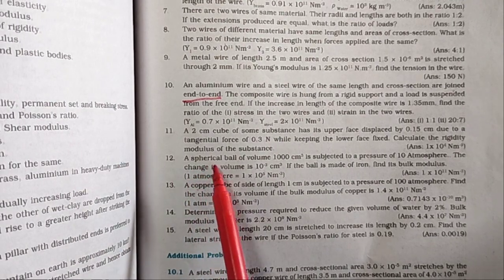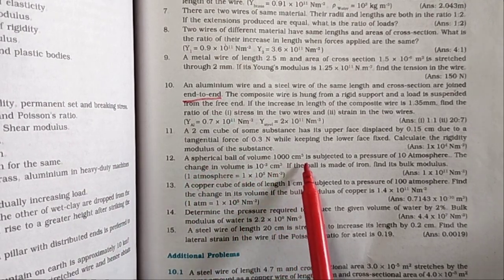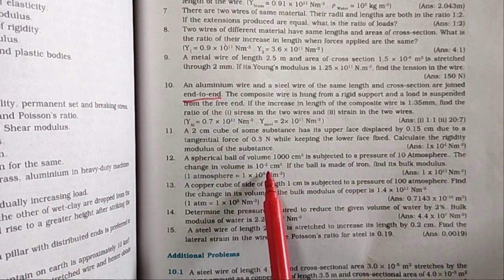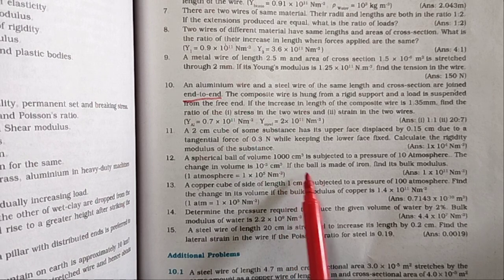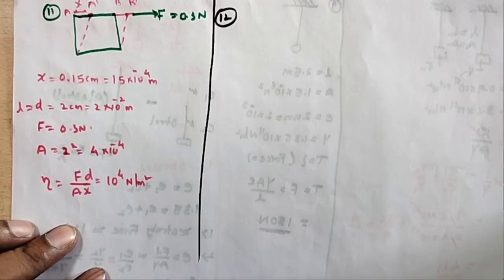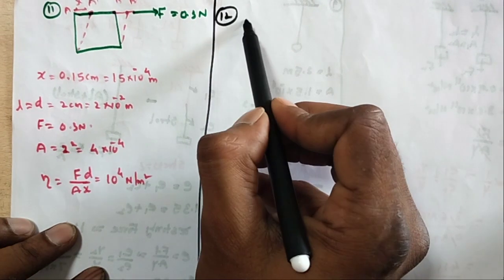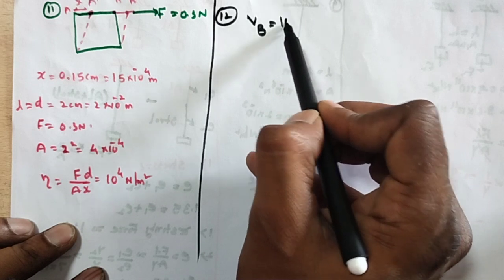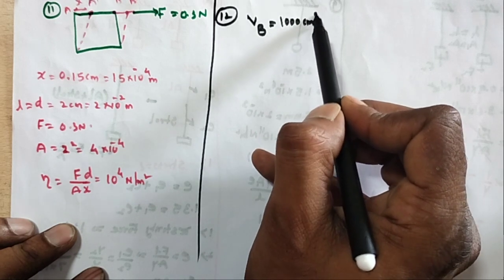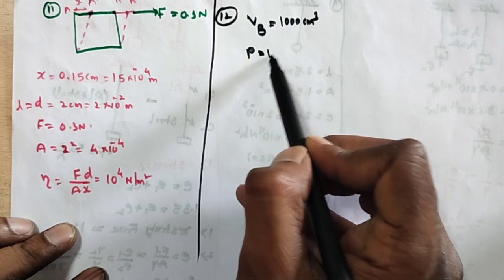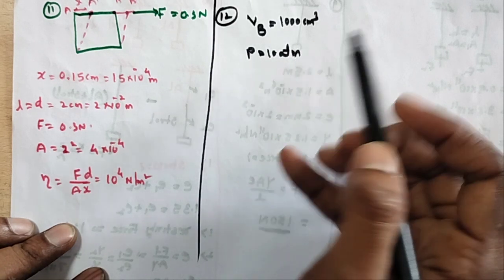12th problem. A spherical ball of volume 1000 centimeter cube is subject to a pressure of 10 atmosphere. The change in volume is 10 power minus 2 centimeter cube. If the ball is made of iron, find its bulk modulus. Here the volume of the spherical ball is 1000 centimeter cube, given. What is the pressure? 10 atmosphere is given.